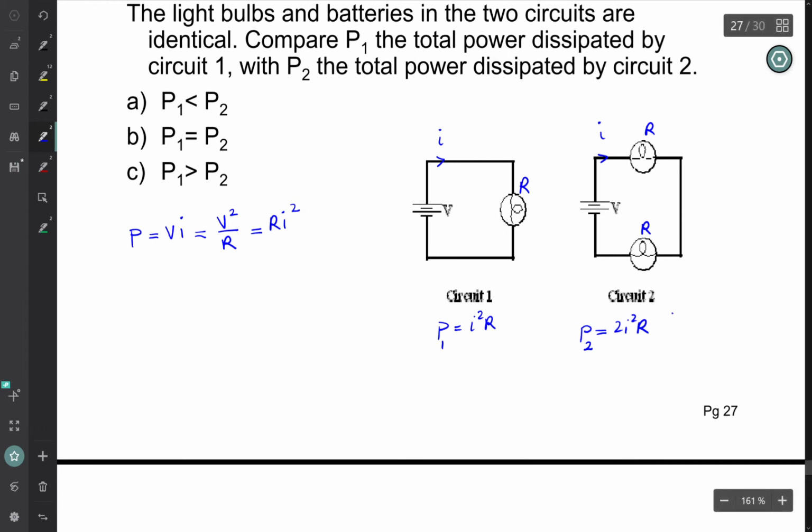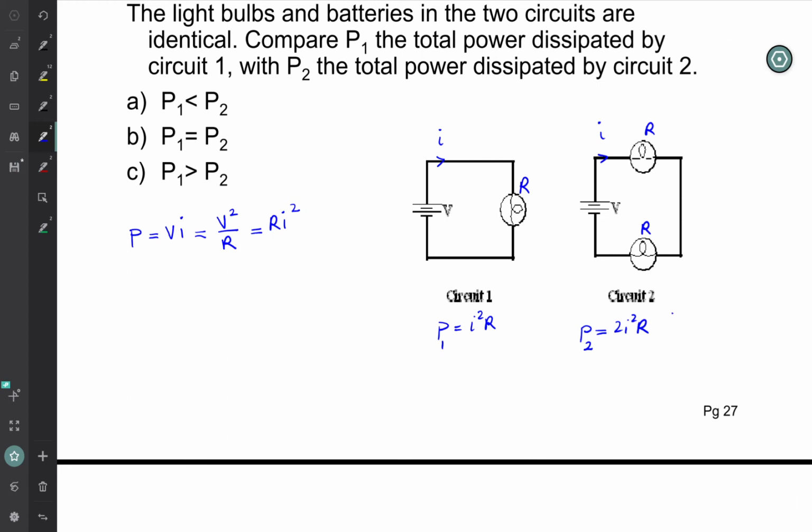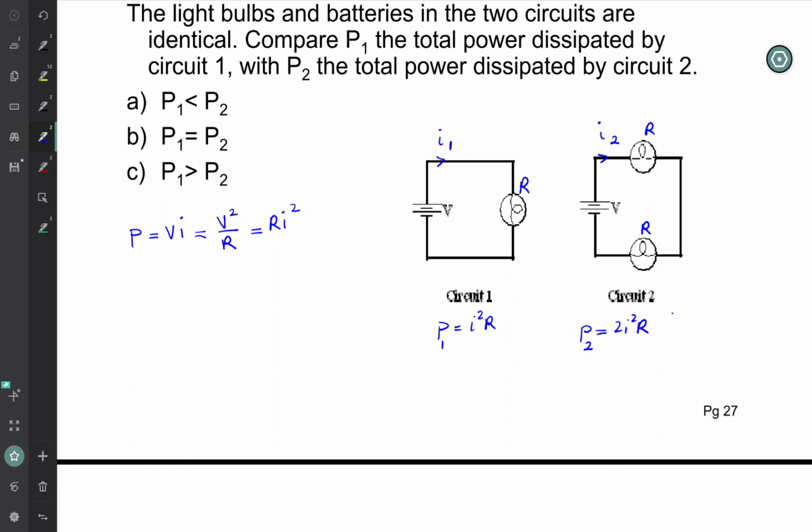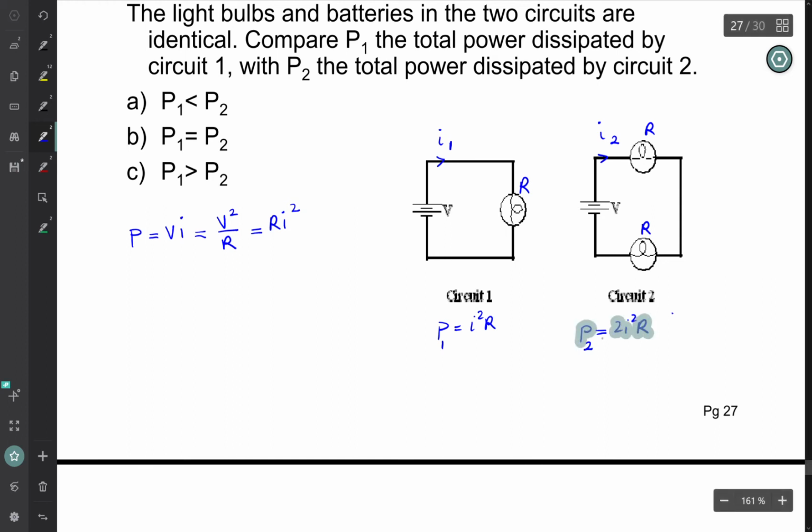Why? Because the current coming out of the battery in circuit 1 is not the same as the current coming out of the battery in circuit 2. I'm going to call the current for circuit 1 I1 and for circuit 2 I2, and I'm going to prove to you that these two currents are not the same. So I cannot calculate the power using the formula that I wrote.